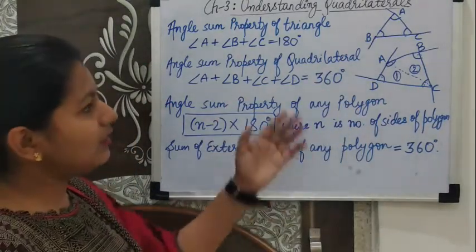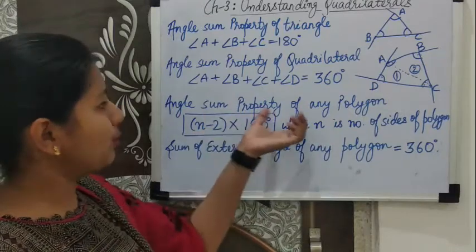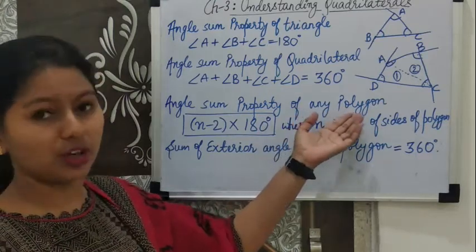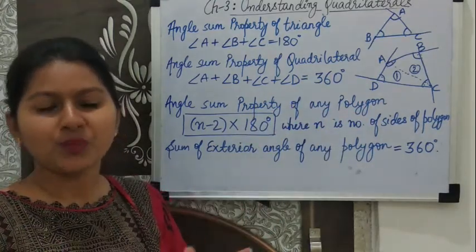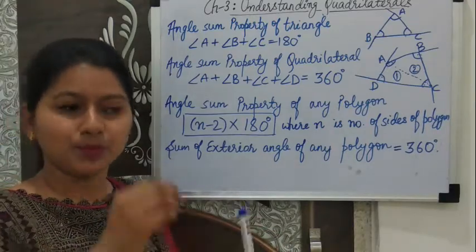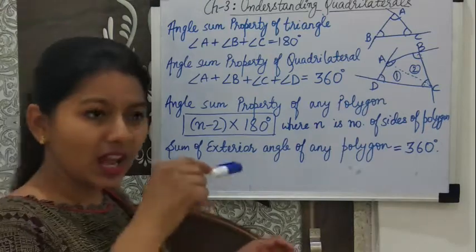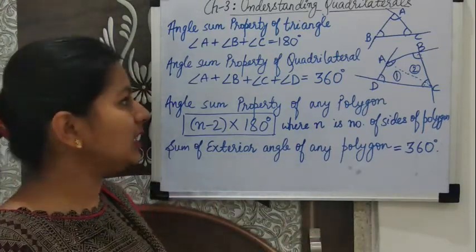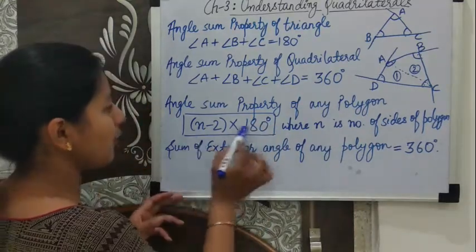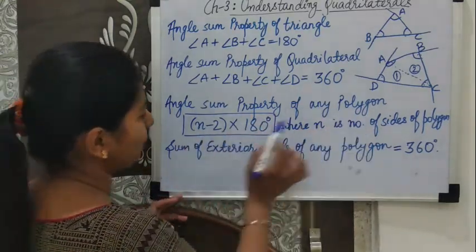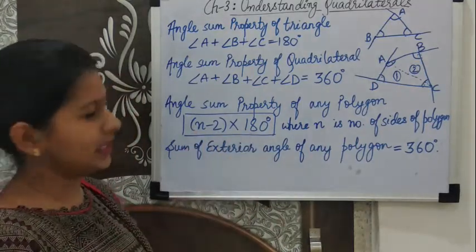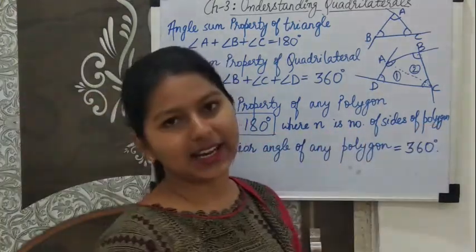So similarly we can find the angle sum property of any polygon. How do we find it? By dividing that polygon into some number of triangles. We have to divide the polygon into triangles, and depending on the number of triangles, you will get the angle sum. This is the general formula for finding the angle sum property of any polygon, and that is (n minus 2) into 180 degrees, where n is the number of sides of the polygon.